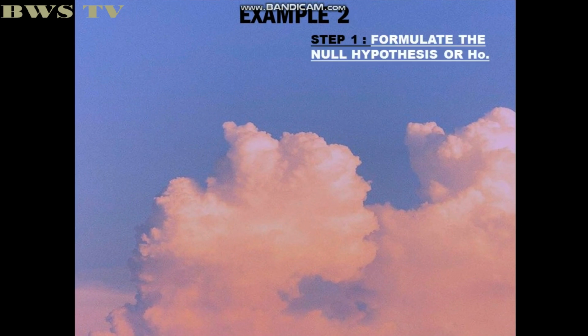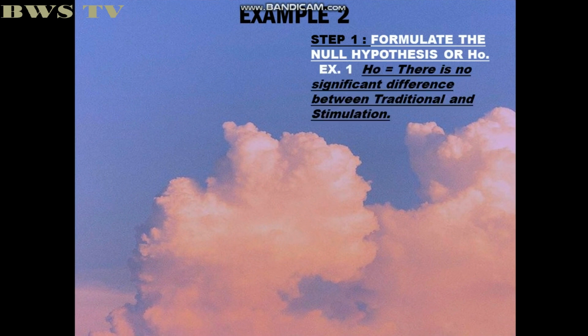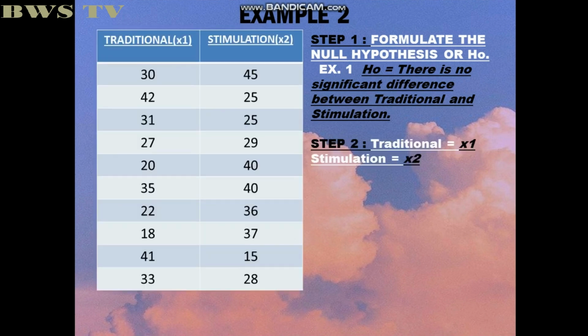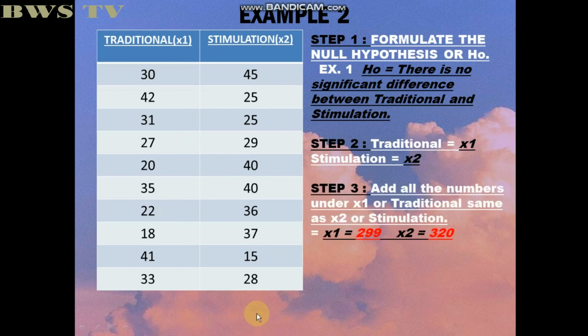Step 1, same thing, formulating the null hypothesis. There is no significant difference between traditional and simulation. These will be our numbers that we'll be using for this example. As you can see, they have an equal population this time: 1, 2, 3, 4, 5, 6, 7, 8, 9, 10. They're both 10. Same thing, traditional is x1 and simulation is x2.